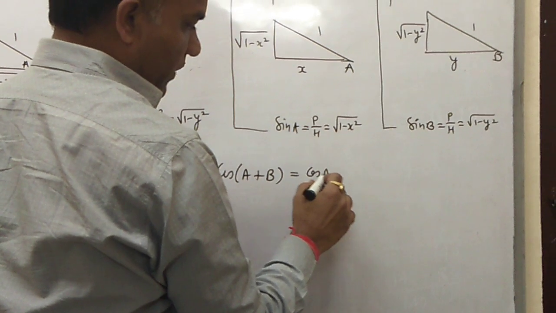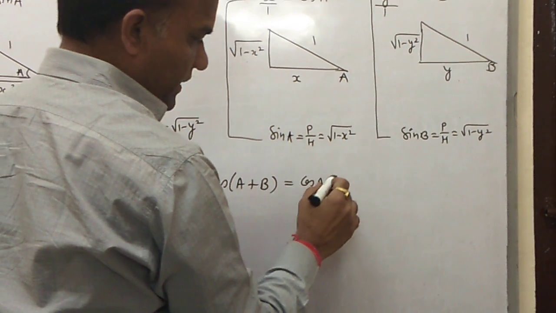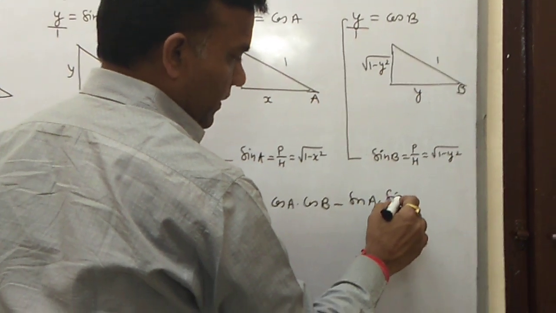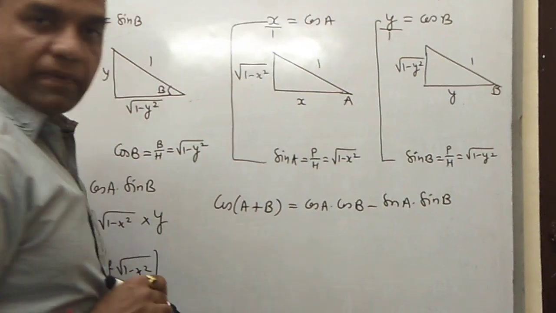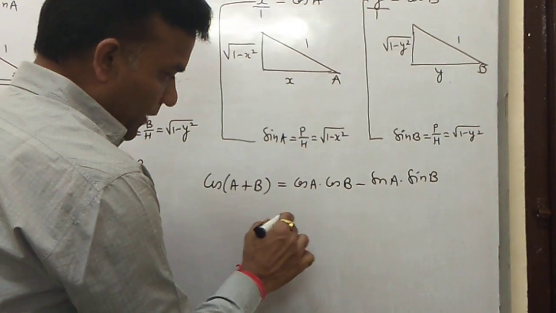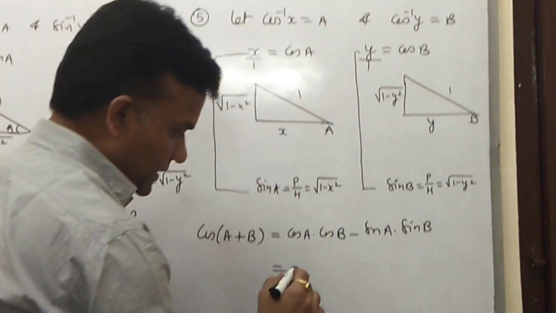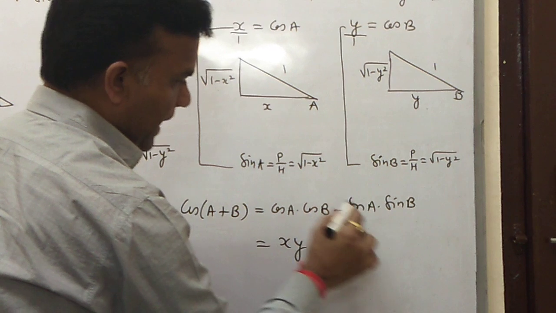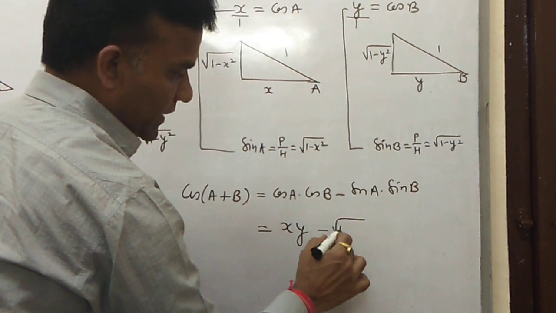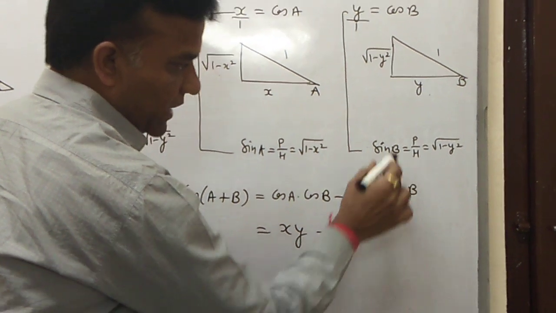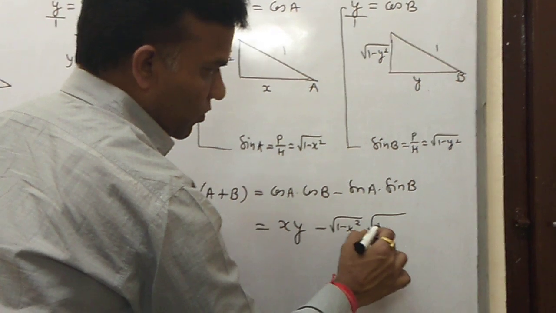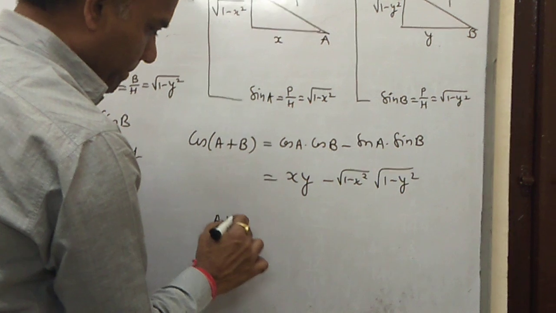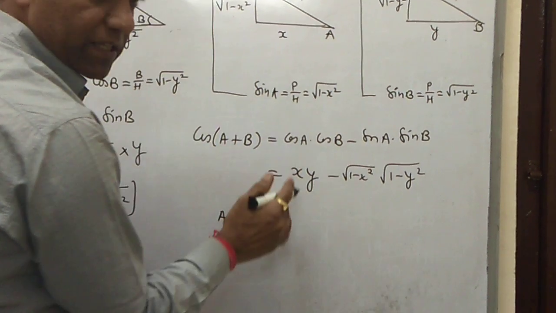So you write down the formula for cos a plus b, that is cos a cos b minus sin a sin b. Okay, so the formula is very easy. Now we put the value of cos a: cos a is x, cos b is y. So you write down xy minus sin a, which we know now is under root of 1 minus x square, and sin b we also know from here, under root of 1 minus y square.